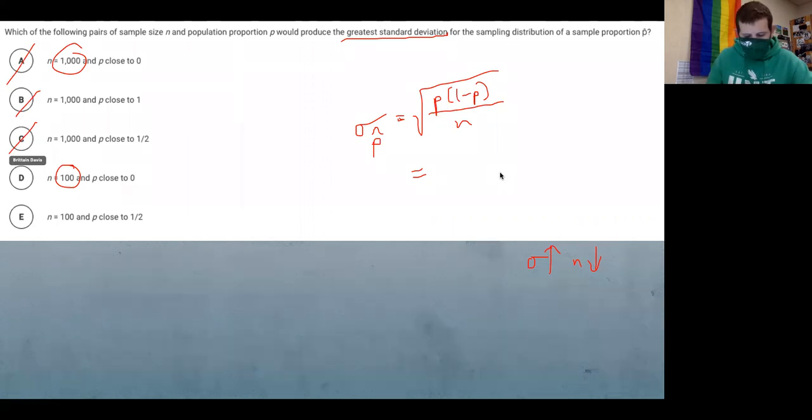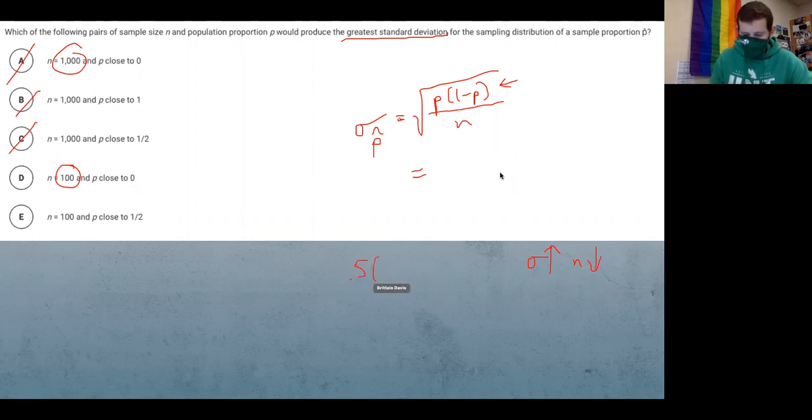And now the question is, do we want to be close to 0 or do we want to be close to 1/2? And this is one where you might intuitively figure it out. You might want to plug in some numbers, and there's nothing wrong with that. So we want the numerator to be as big as possible. We want the denominator to be as small as possible. So what gets us more?